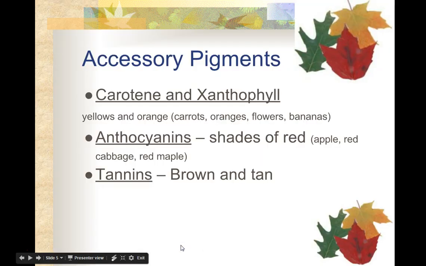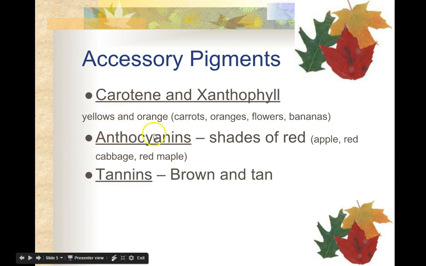Some of these accessory pigments that we observe in the leaves in Wisconsin as they change colors in the fall, we start to see some of the reds and the oranges. That's due to carotene and xanthophyll. These two accessory pigments typically reflect yellow light and orange light. They'll absorb the other parts of the spectrum, but they'll reflect yellow and orange.